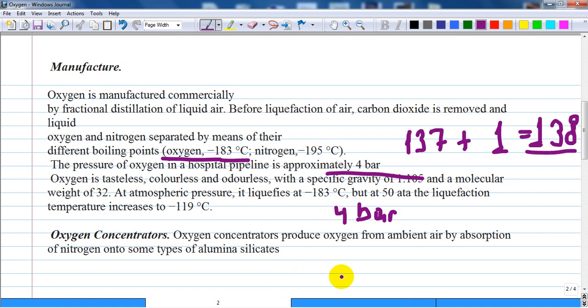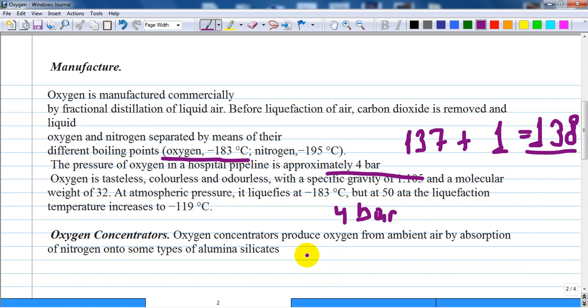So how about oxygen concentrators? Oxygen concentrators produce oxygen from ambient air by absorption of nitrogen onto some types of alumina silica. Oxygen concentrators are useful both in hospitals and in long-term domestic use in remote areas, in developing countries and military surgery. The gas produced by oxygen concentrators contains small quantities of inert gases which are harmless.